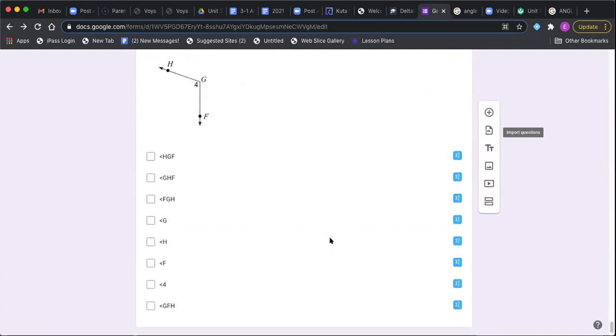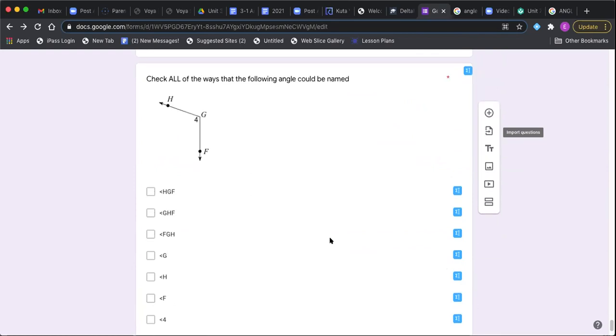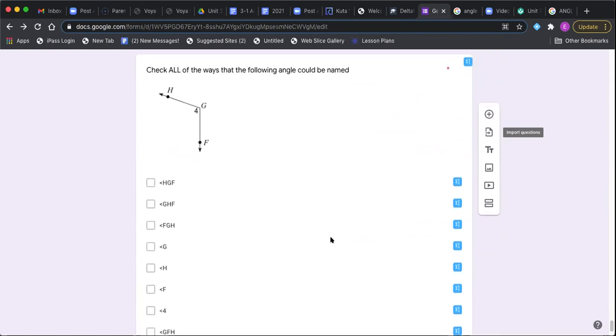Okay, and then, is this the last one? It is. Check all the ways that you could name this angle. So remember, the vertex has to be in the middle. Has to be. So as I'm looking through this, HGF, yep, that's good. But the next one down, GHF, you can't have that because G is the vertex, so G has to be the middle letter. So I can't choose that one. FGH, yeah, that one's good.